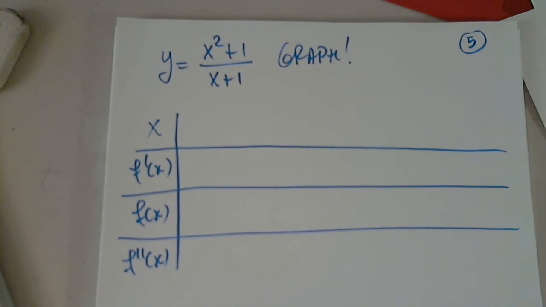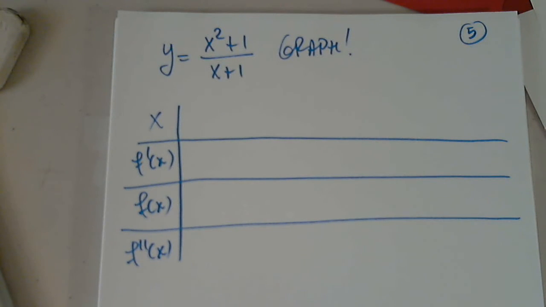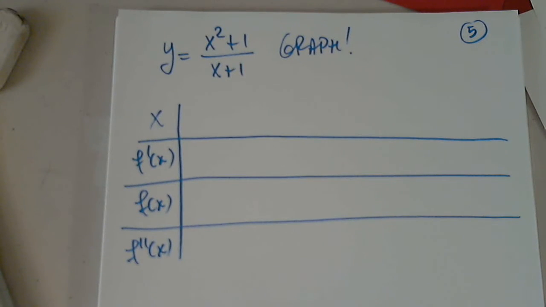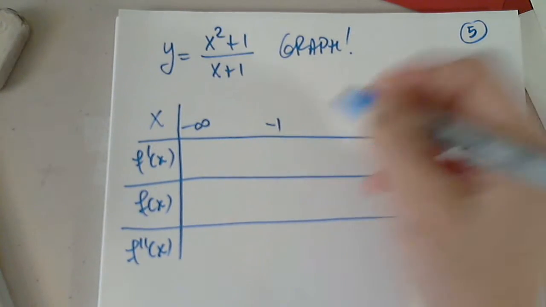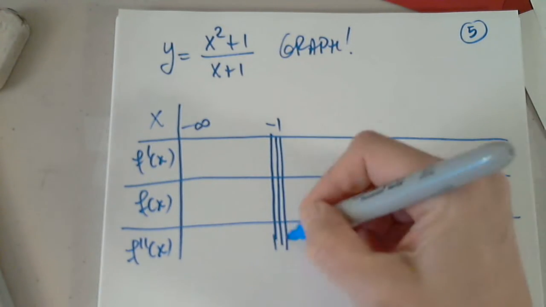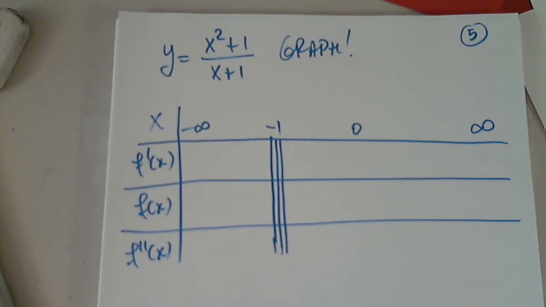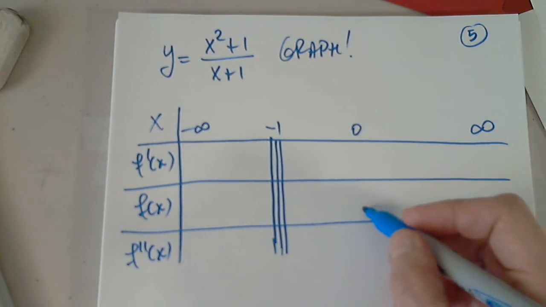Good. Can anyone give us a domain of this function? All real numbers except -1. Perfect. Thank you. Good. I will plug in 0 immediately to get 1.